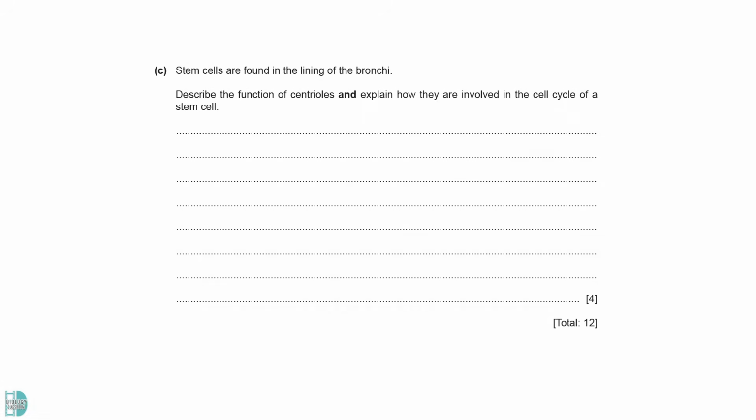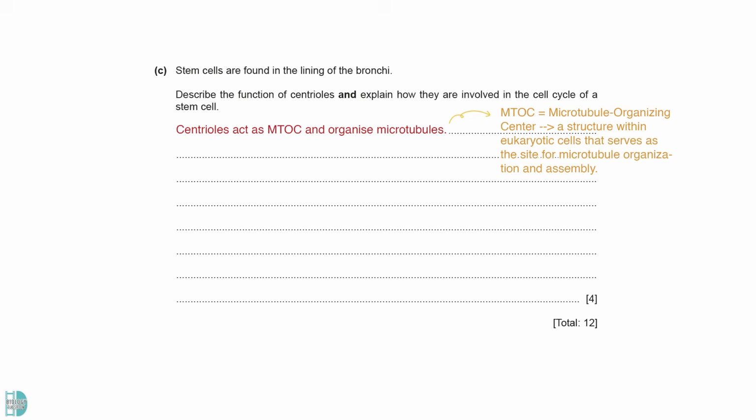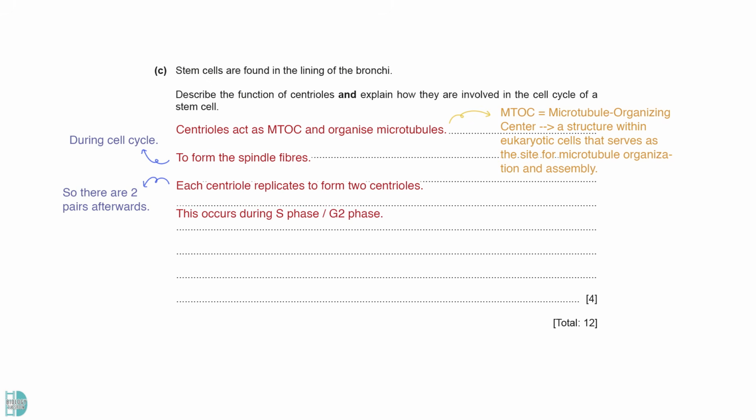C. Describe the function of centrioles and explain how they are involved in the cell cycle of a stem cell. Centrioles act as MTOC. MTOC stands for Microtubule Organizing Center. It is a structure within eukaryotic cells that serves as the site of microtubule organization and assembly. During the cell cycle, it organizes microtubules to form the spindle fibers. During the S phase, each centriole replicates. We will have 2 pairs afterwards.